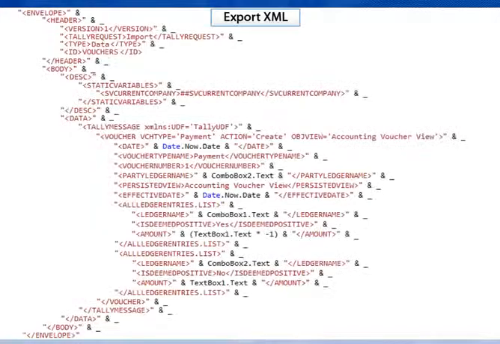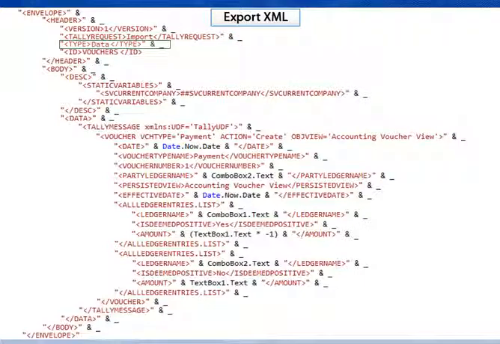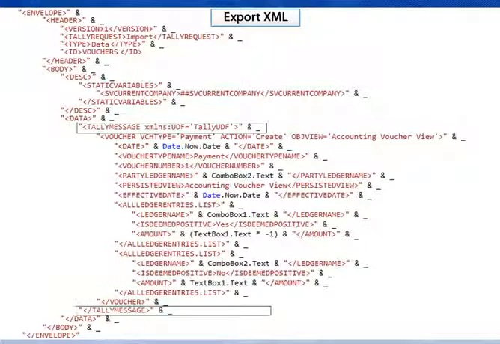The request format is as follows. Tally request tag should be set as import, type as data, and the ID should be set to vouchers as we are importing vouchers. In case of importing masters, the ID would be set to all masters. Each Tally message tag signifies a single object, that is, a transaction or a master. One or more masters or vouchers can be sent by enclosing each of them within a Tally message tag.